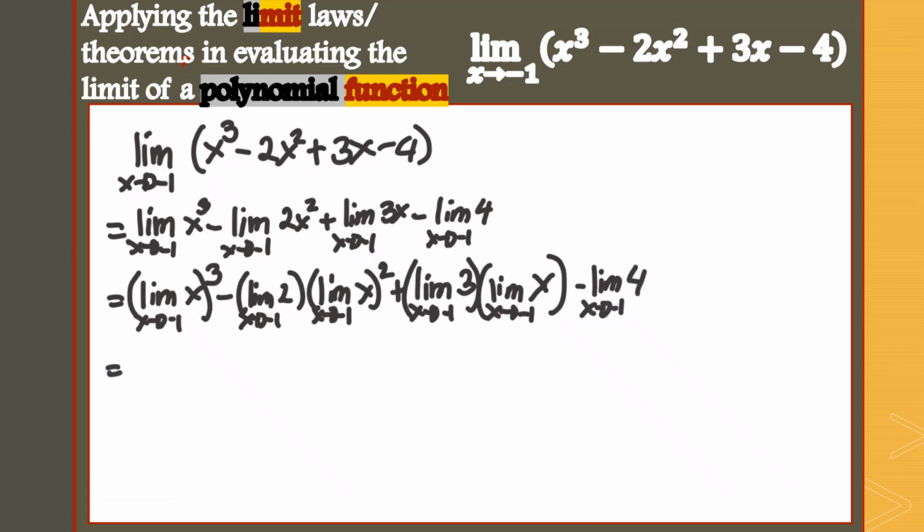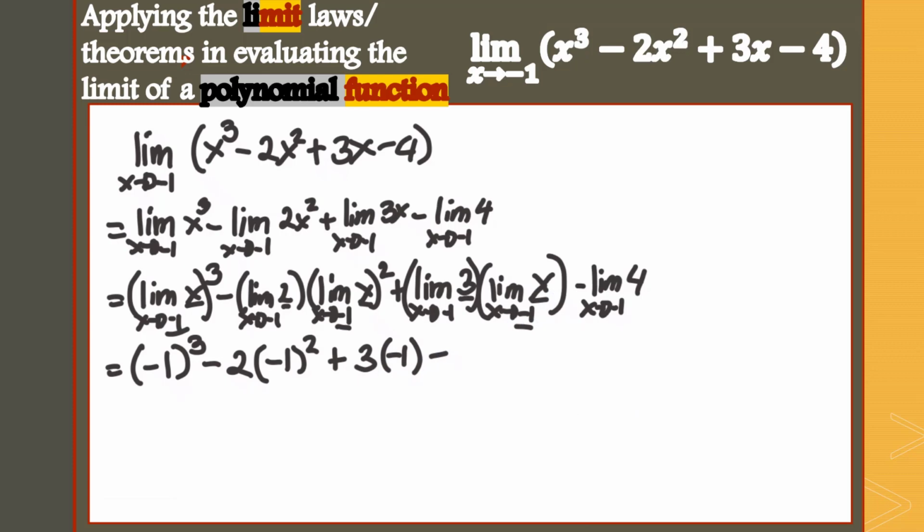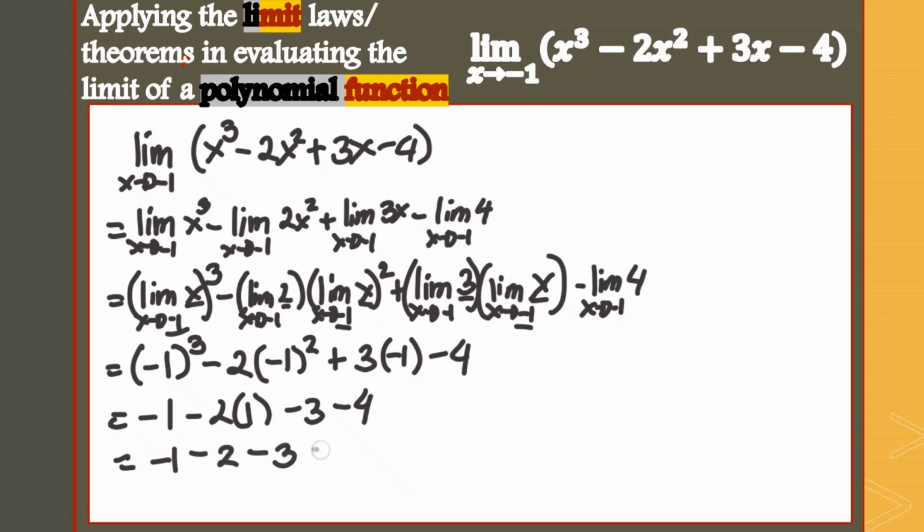Now that we have all of this, we simply substitute here. You have -1. The limit of the identity is the constant here, the c cubed. The limit of the constant is the constant itself times the limit of the identity, which is this value, but we have it squared. Plus, the limit of the constant 3 is 3. The limit of the identity is -1, this value here. And the limit of the constant is just 4. So we have -1 minus 2 times +1 minus 3 minus 4. So you have -1 minus 2 minus 3 minus 4.